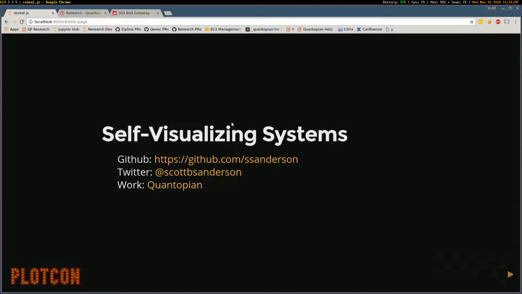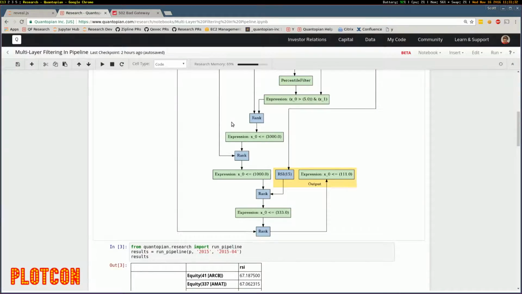I'm an engineer at a startup in the Boston area called Quantopian. Quantopian builds tools that let anyone do algorithmic trading in the browser in Python. And so that includes things like IDEs for writing code and hosted IPython notebook environments.